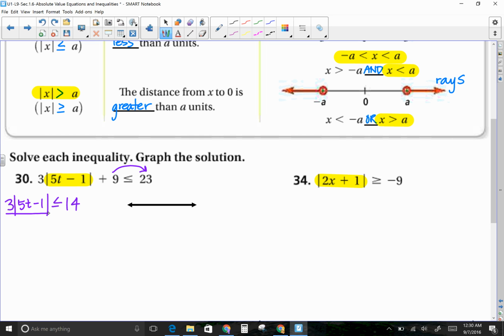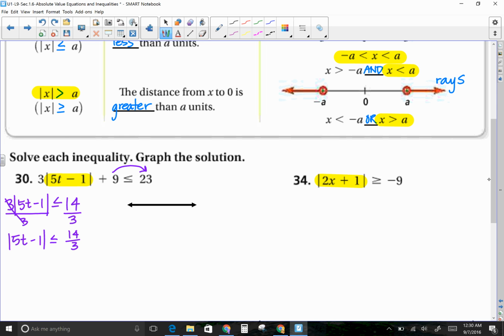And then we divide by 3, and I'm writing this down because I want you to see we're dividing by a number. Do I need to flip the sign? And I hope you said no, because I divided by a positive number. So the absolute value of 5t minus 1 is less than or equal to, and don't pick up your calculator, just write 14/3. You're good to go.